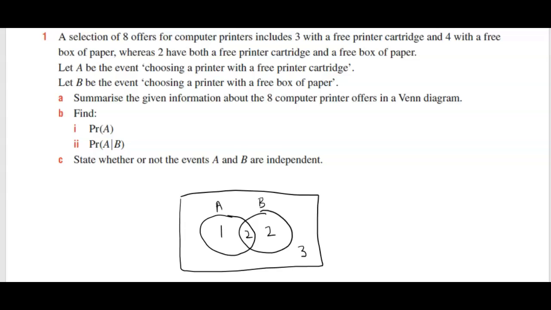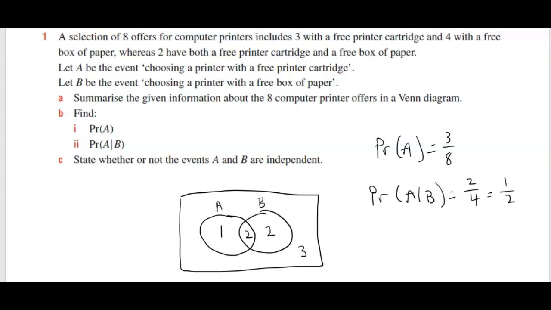Okay, so question B, find the probability of A. The probability of A is 3 over 8, so 3 in A over 8 offers in total. Then the probability of A given B. So this is the conditional probability. Hopefully you can remember the conditional probability formula. So A given B: how many in common? 2 over 4, which is a half.